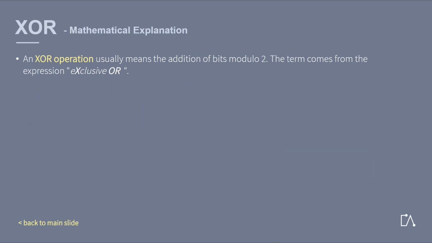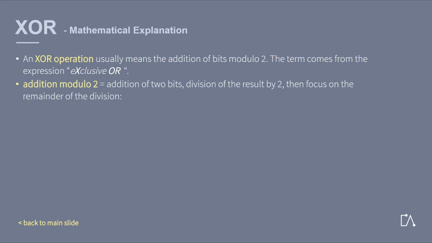This operation can also be defined by making use of the definition of modulo calculation. The end result is the same one, but the definition is more mathematical. If you want to add 2 bits modulo 2, this means you add those 2 bits, then divide the result by 2 and afterwards focus on the remainder of the division. Remainder 0 means that the result is also 0. Remainder 1 means the result equals 1.